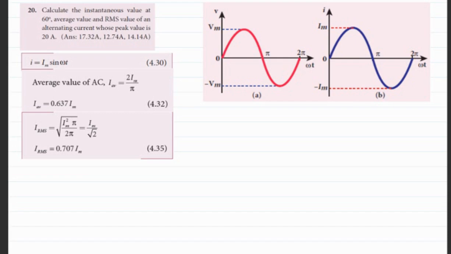Calculate the instantaneous value at 60 degree, average value and RMS value of an alternating current whose peak value is 20 amps. This is taken from your book. This is the reference in the graph. This is an alternating voltage, this is alternating current. It varies sinusoidally. So voltage goes from 0 to maximum and then to 0, then again to maximum in the negative direction and comes back to 0. This is one cycle.